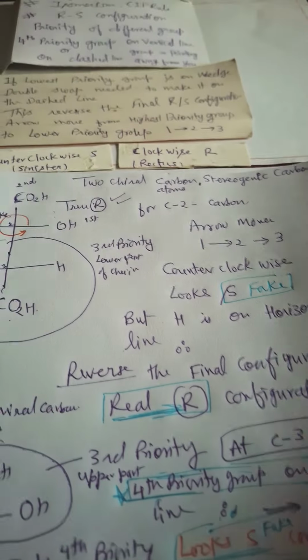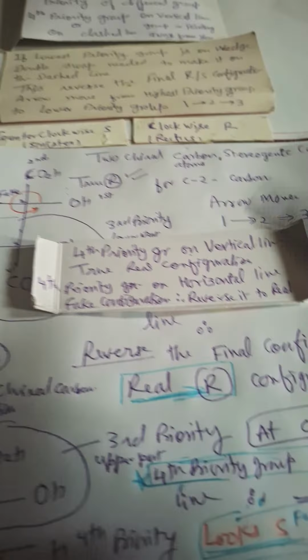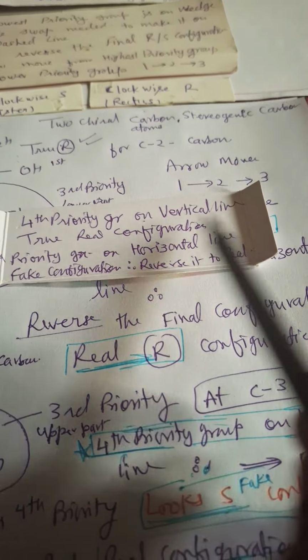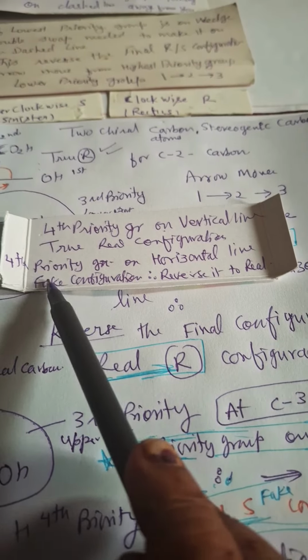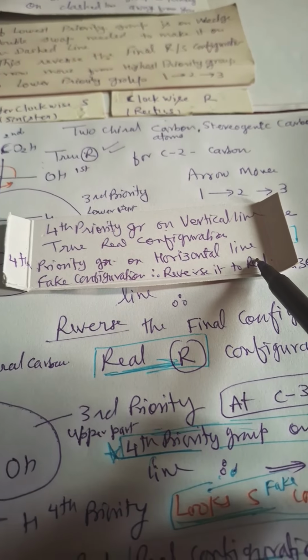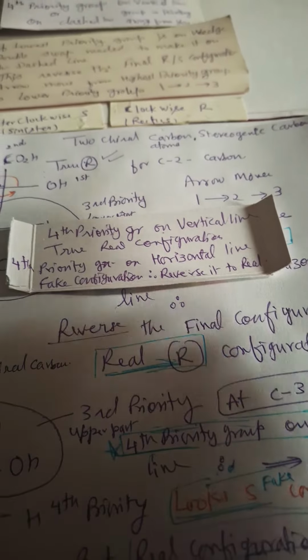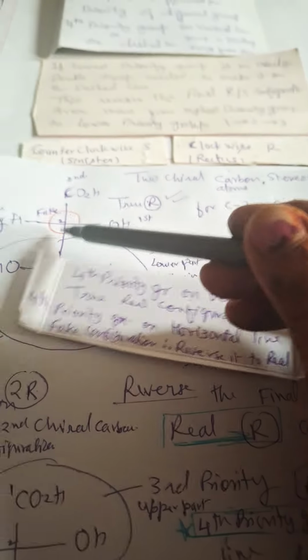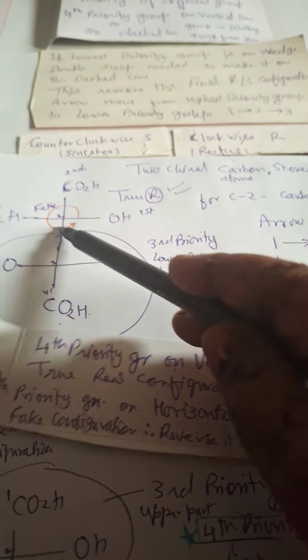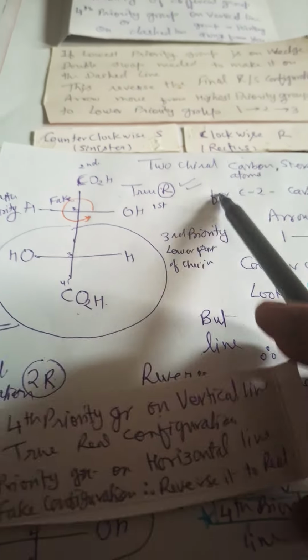It is the real configuration because H is on the horizontal line. I told you that H should be on the vertical line. Okay, the fourth group should be on the vertical line. See, if the fourth priority group is on the vertical line, it is truly real. If the fourth priority group is on the horizontal line, it is a fake configuration which we are watching, and the reverse is true. So what is the reverse here? It looks like S configuration, but really it is R, so it is 2R.